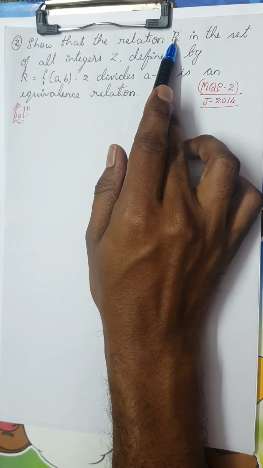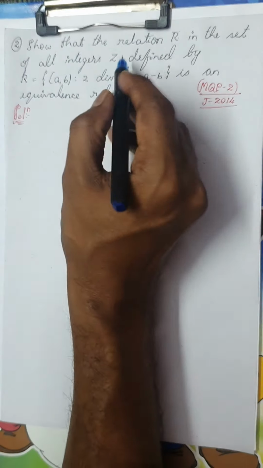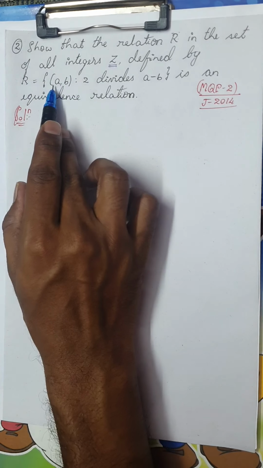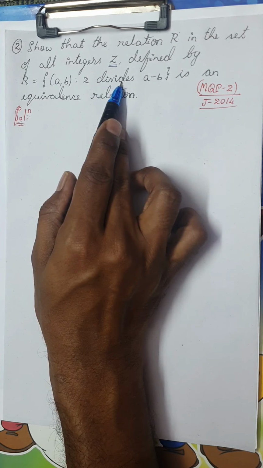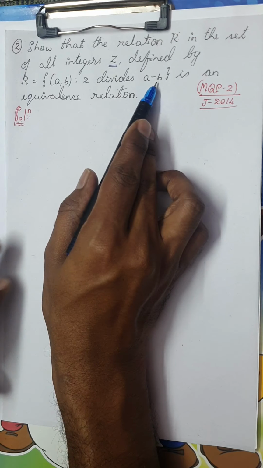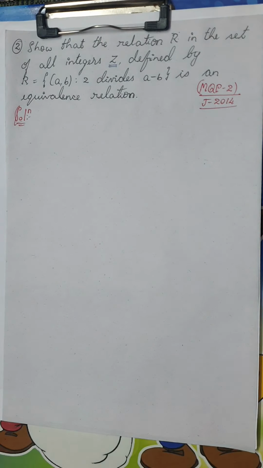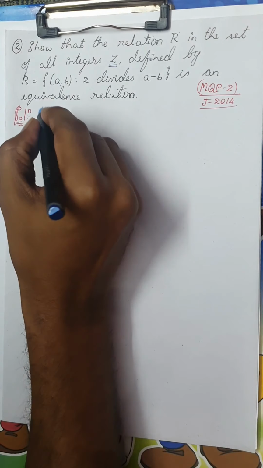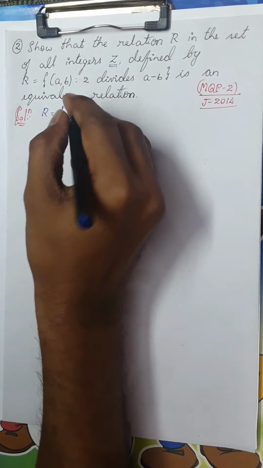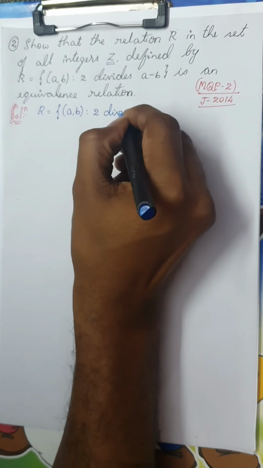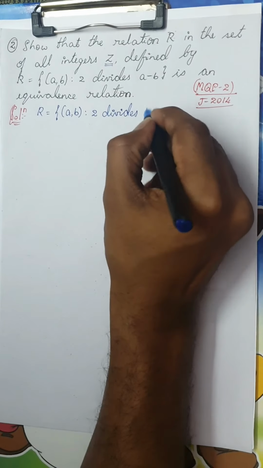So show that the relation R in the set of all integers. Remember, here the set is integers Z. Defined by R = {(a, b) such that 2 divides a minus b}. It's a simple relation. You have to show that it is an equivalence relation. He has already told you it is an equivalence relation; I have to prove it. Are you ready for it? So let us write down the relation: R = {(a, b) such that 2 divides a minus b}.